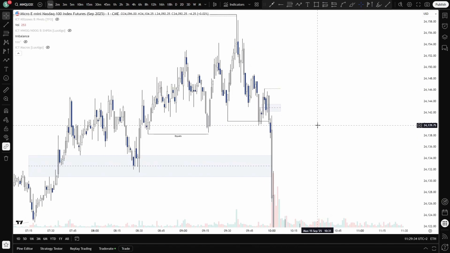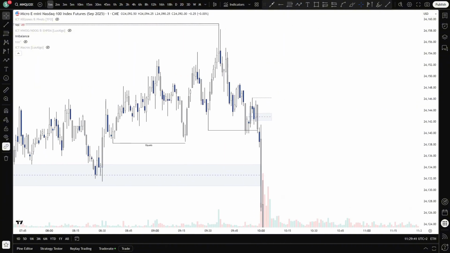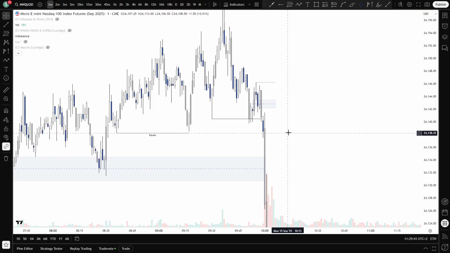We swept it, created a sub high just before the equals, made a nice fair value gap. Over here you did exactly what I wanted to see, but just a bit lower.